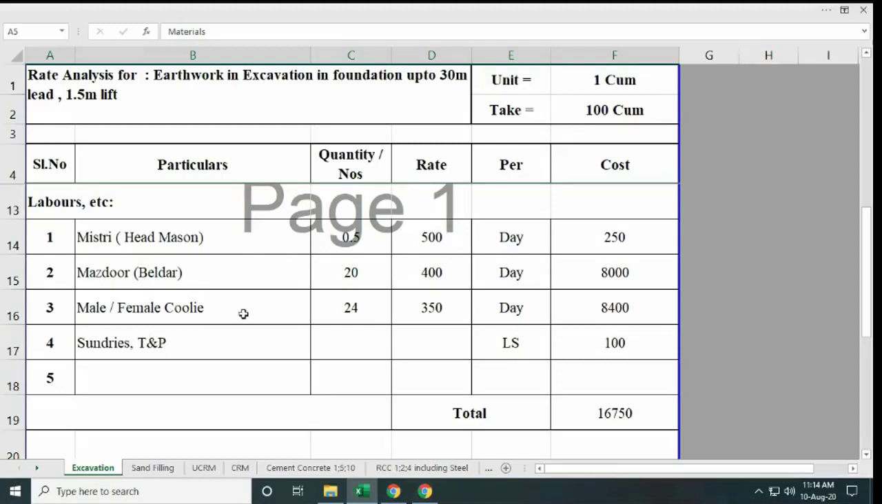Here it is numbers, what is the rate per day or lump sum, and what will be the cost. In this way we do the calculation.